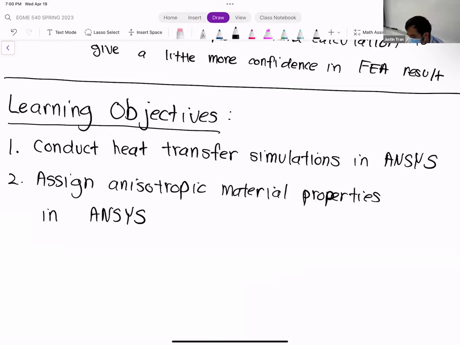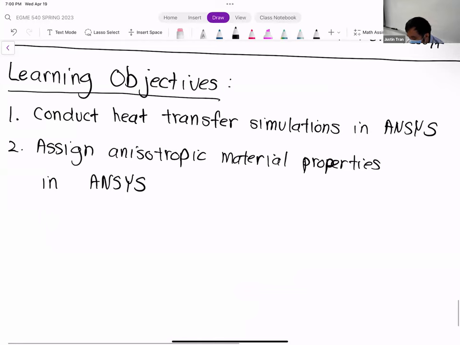So what I thought I'd do today is go through a couple of the extra lecture notes that I have posted on Canvas for some of the more niche ANSYS features. Particularly today, I wanted to go over heat transfer simulations in ANSYS and anisotropic materials in ANSYS as well. These are things we've mentioned throughout the class, so I wanted to go over them together so that you're aware of them, and if you want to use them for the final project, at least we were able to go over them in class.